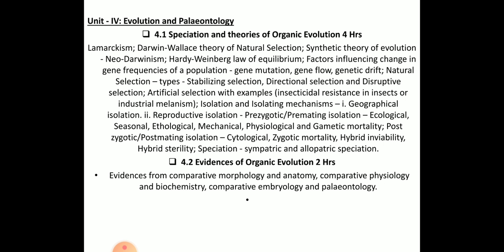And there are some geographical isolations, reproductive isolations, ecological isolations, and mechanisms which help in cytological, zygotic mortality, hybrid inviability, and speciation, very very important. Why, when a new species is introduced to one particular land, is it affected, and why is the population decreasing? So that is speciation. There are types of speciation, that is sympatric and allopatric speciation.